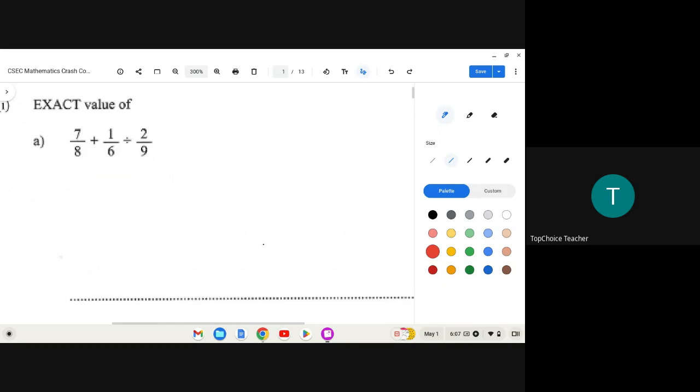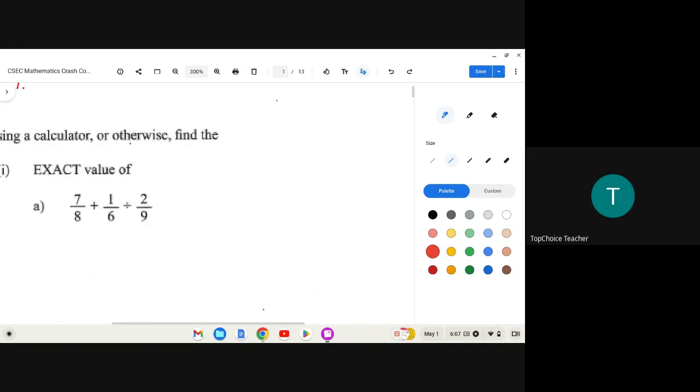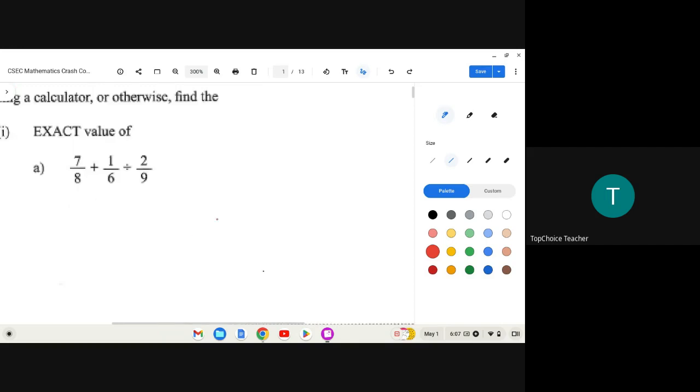So if you have your calculator and you are versed in how to use it, it could be a Sharp, a Casio, a Texas Instruments, any calculator that you have. You could choose to use that calculator. Now, because I know some of you may not have access to your calculator right now, or may not be proficient in doing these types of fraction work on your calculator, let's look at how to do this question otherwise. Otherwise simply means pen and paper.